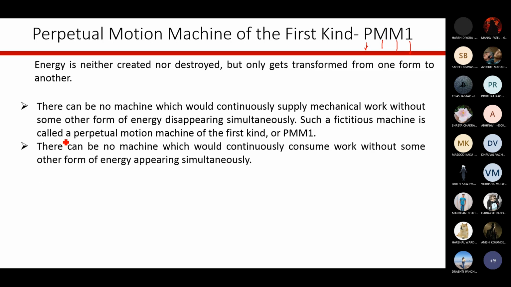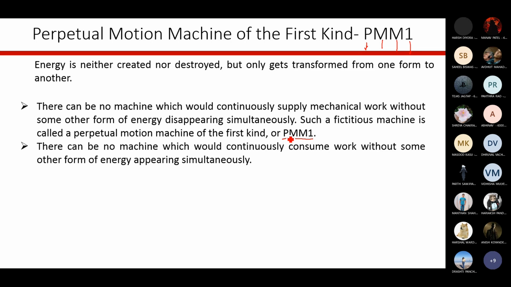Now look at these two bullets and just read the statement and try to understand what this statement implies. So first statement: there can be no machine which would continuously supply mechanical work without some other form of energy disappearing simultaneously. And if such a machine exists, which is nothing but a fictitious machine, we are going to call it perpetual motion machine of first kind. So this is a fictitious machine, or this is your imagination. So you may think about creating a machine which will not consume anything, but still it will produce work continuously, right? Without consuming anything.